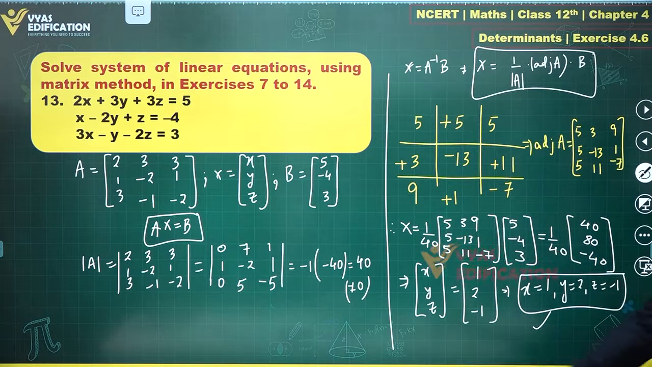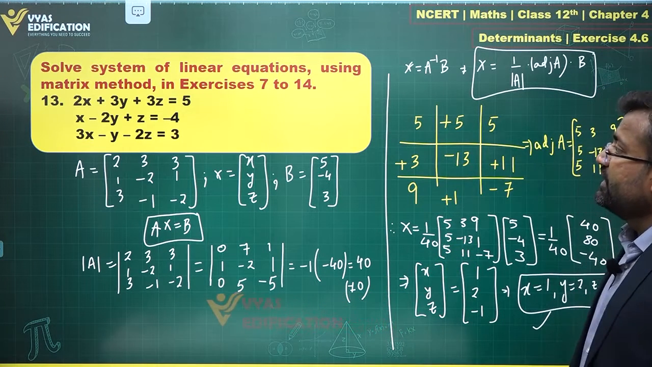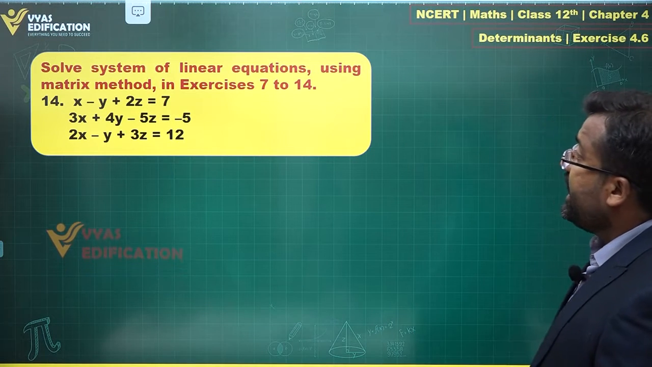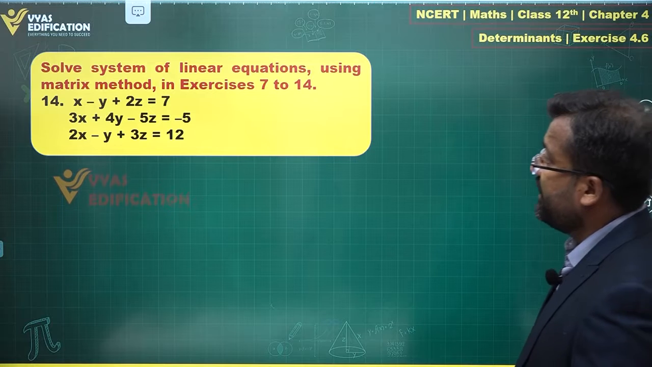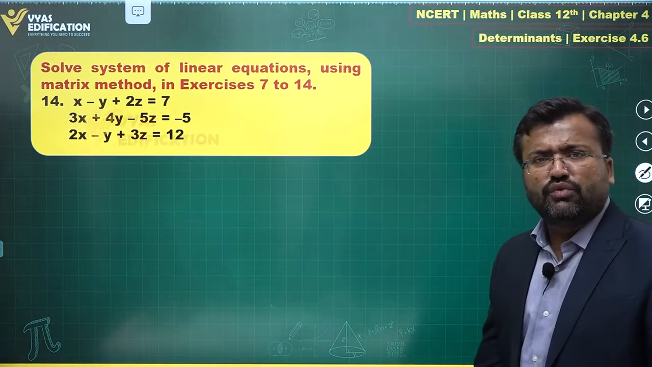You can take a look at the complete solution. That's all that you have in this question. Let's move on to the next one after this. 14th. What does this question say? X minus y plus 2z is equal to 7. 3x plus 4y minus 5z is equal to minus 5. 2x minus y plus 3z is equal to 12.